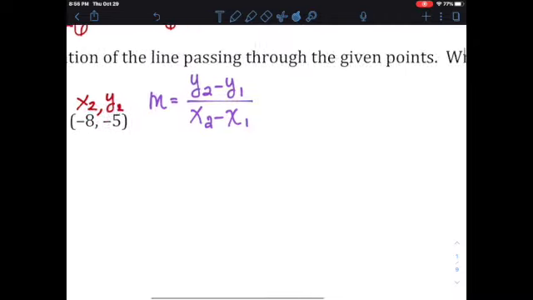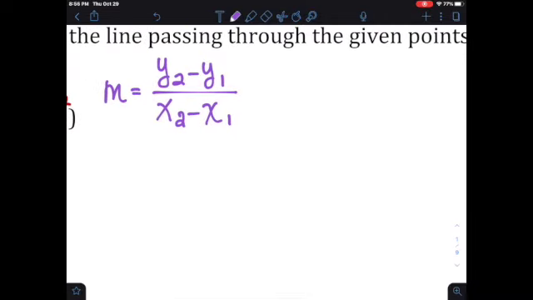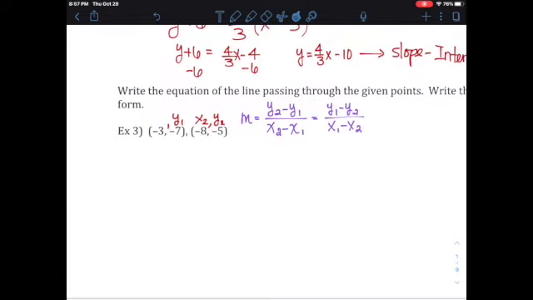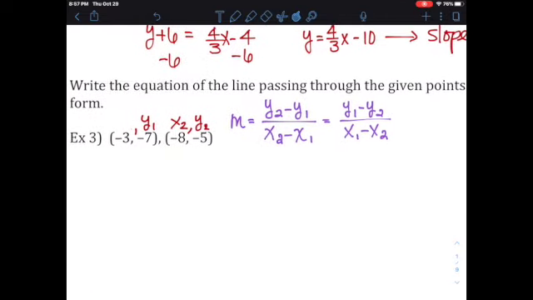And you can also remember this as y1 minus y2 over x1 minus x2. If you use this, you have to make sure the y goes on top. And if you're going to use the y2 first, you've got to use the x2 also first. Okay, that's the only important thing. Y has to go on top, and the order has to follow accordingly.